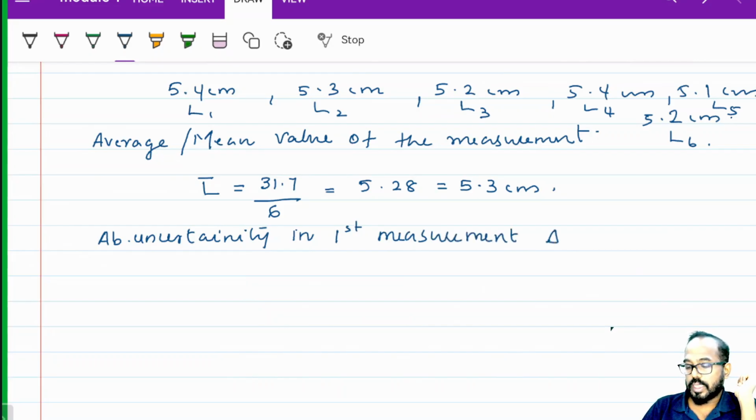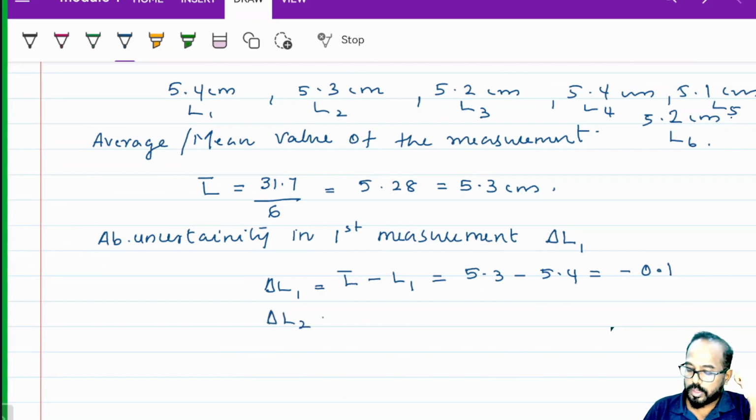You take it as delta L in 1. So delta L, the absolute uncertainty in the first reading, will be the difference between the mean value of the measurement and that reading. So mean value minus L1, right? Which is equal to, what is mean value? 5.3 minus, what is L1? 5.4, which is equal to minus 0.1.